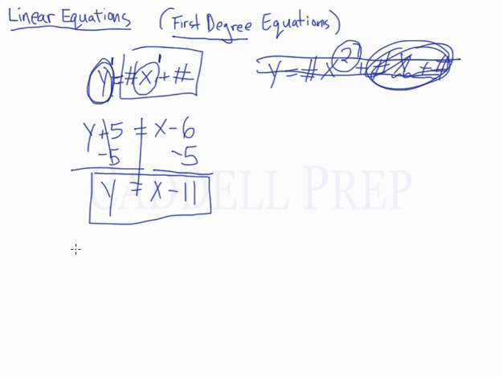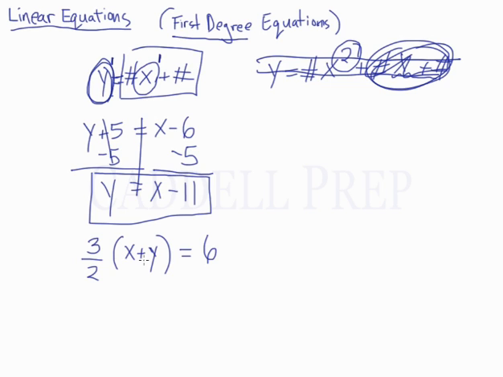Let's look at another one. So we have 3 halves times x plus y equals 6. Alright, what we want to do here is actually get rid of this 3 halves. So we have 3 halves times x plus y equals 6.